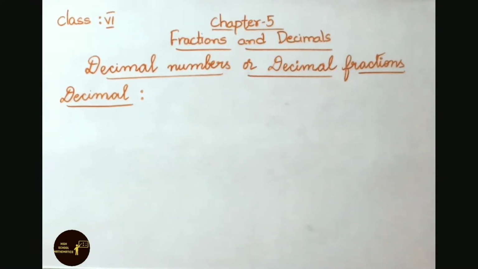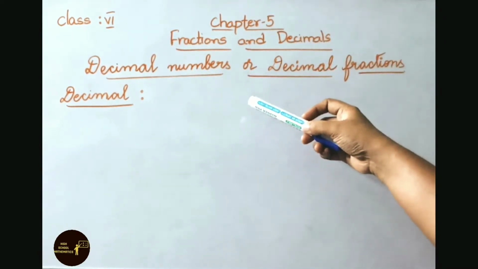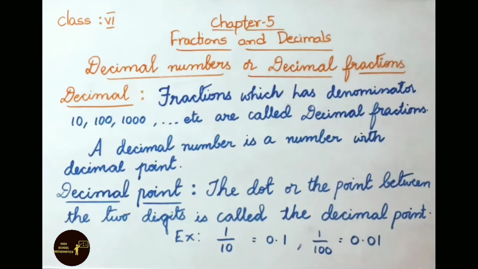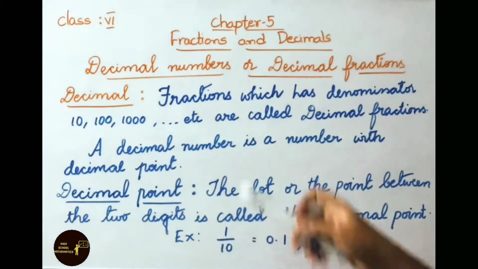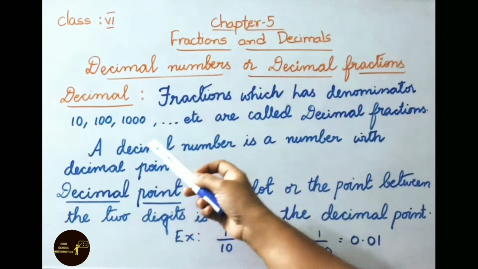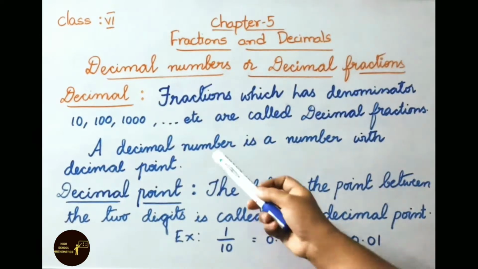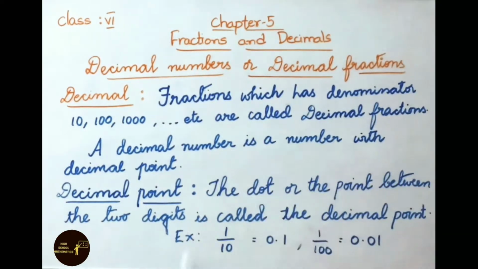Today we are going to learn Class 6 Chapter 5 Fractions and Decimals. What are decimal numbers? Let us see what is a decimal. Fractions which have a denominator 10, 100, 1000, etc. are called decimal fractions. A decimal number is a number with a decimal point.